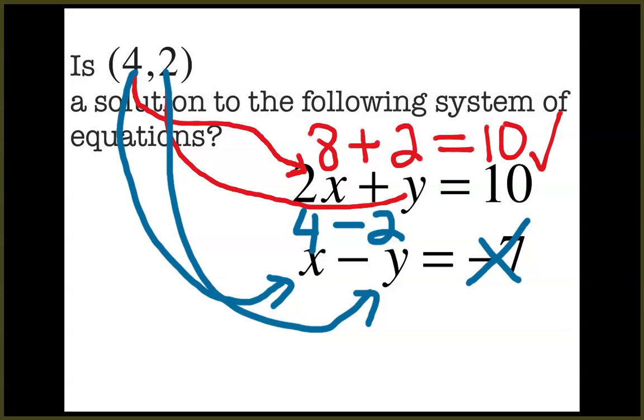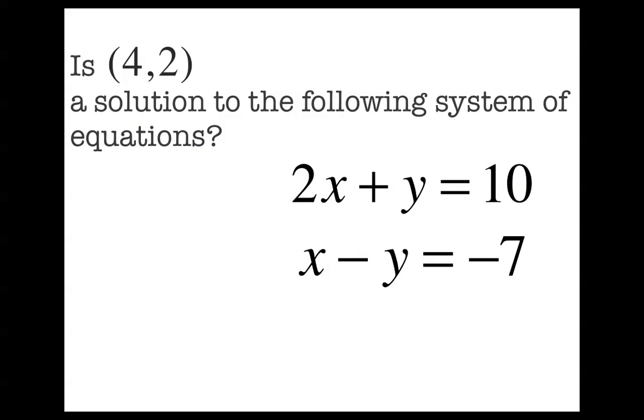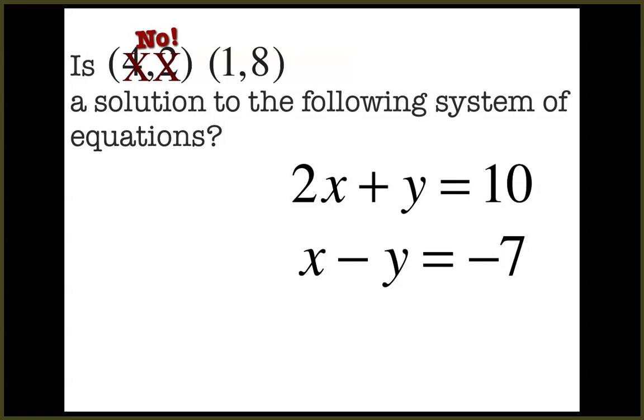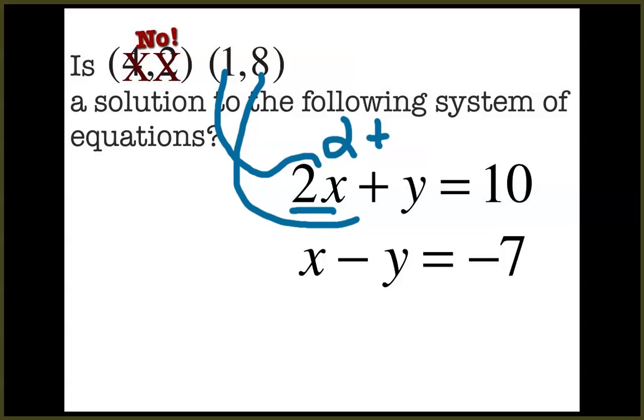Boo. So is 4 comma 2 a solution to this system of equations? No, because it doesn't work for both equations. It only works for one of them. So we got to try something else. Is 1 comma 8 a solution to this system? Let's try it. If you plug 1 in for x, you get 2 times 1, which is 2, plus plug 8 in for y. Okay, that works. That comes out to 10.